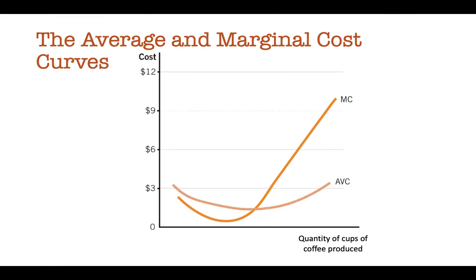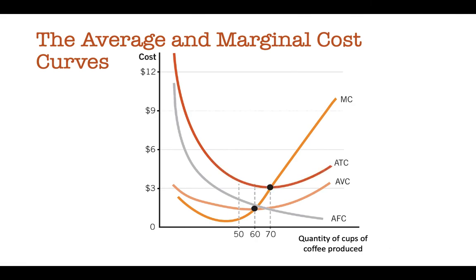Average variable costs are this U-shaped curve. That's that same idea. It declines at first because of specialization and then rises because of diminishing marginal product. And let's see. Average fixed cost is always going to decline because I'm just dividing by greater and greater levels of output. And then my average total cost curve is going to be U-shaped just like the average variable cost curve.